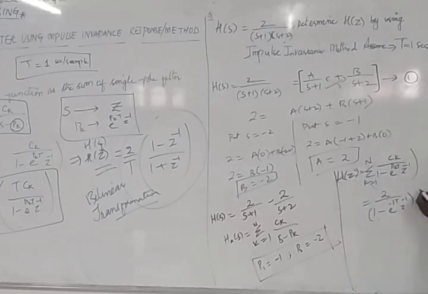Likewise, we do have the second pole. What is the second? Minus 2 by 1 minus e power minus 2T z power minus 1. So this is nothing but H of z. So now what we need to do? We need to simplify this.